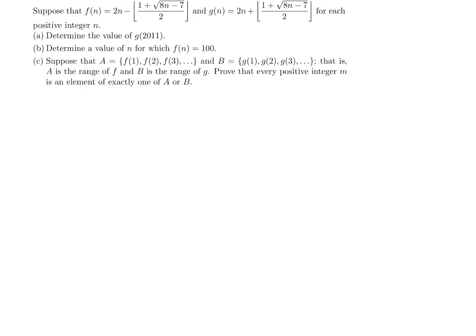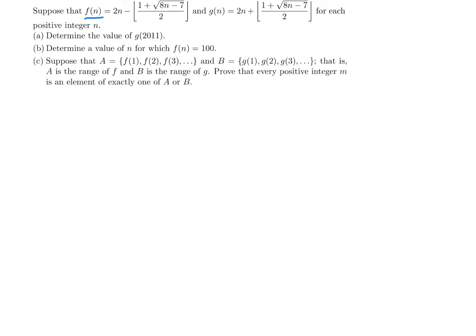Suppose that A is equal to f(1), f(2), f(3), and so on, and B is equal to g(1), g(2), g(3), and so on. That is, A is the range of f, and B is the range of g. Prove that every positive integer m is an element of exactly one of A or B.